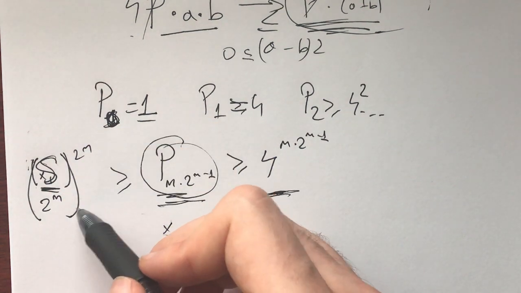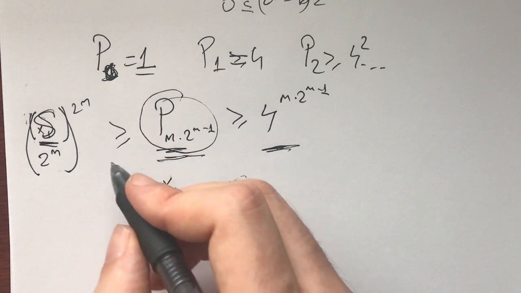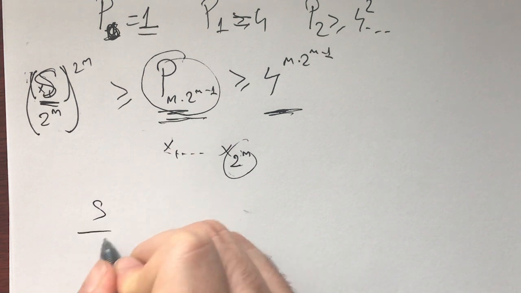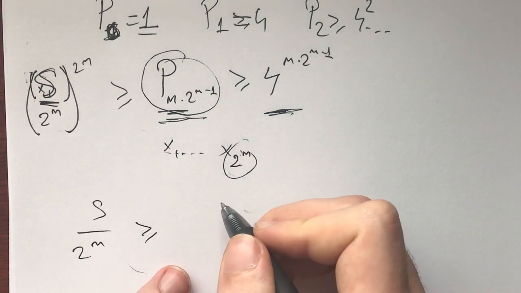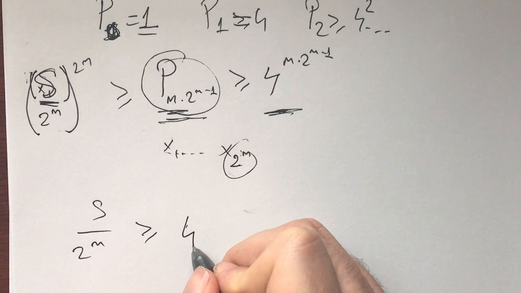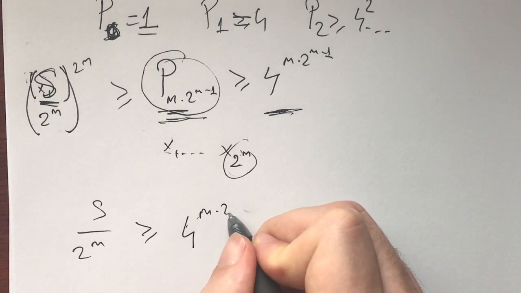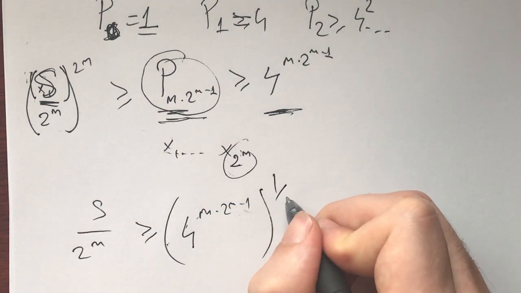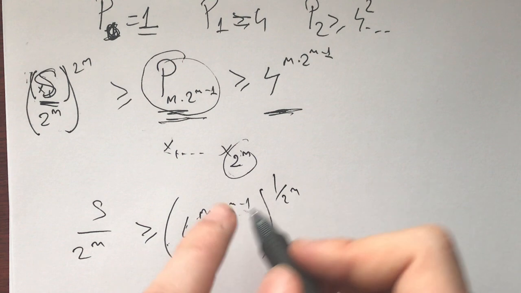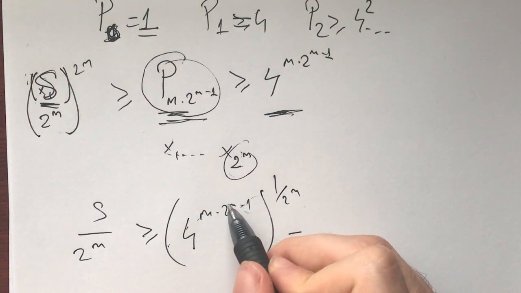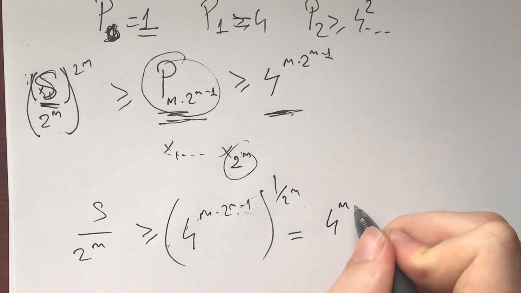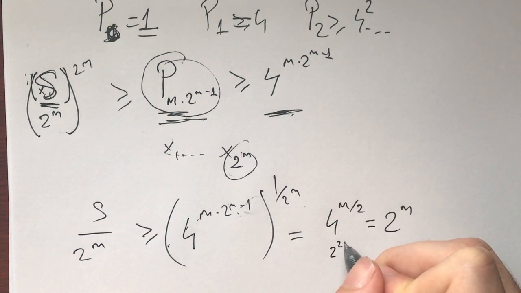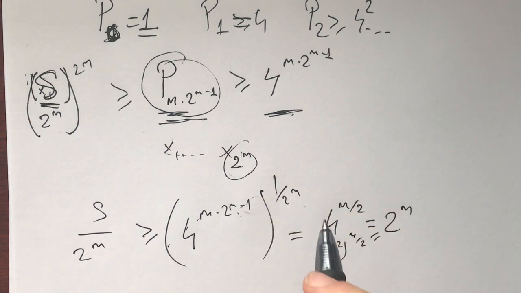And now, what can you do with this? Well, take the 2 to the mth root on both sides, and what you get is that s over 2 to the power of m is greater than or equal to 4 to the m times 2 to the m minus 1, and all of this to the power of 1 over 2 to the m. Now, how do these powers work? Well, you multiply things out and you get this as 4 to the m over 2, which is equal to 2 to the m, because 4 is 2 squared, to the m over 2 is equal to this.